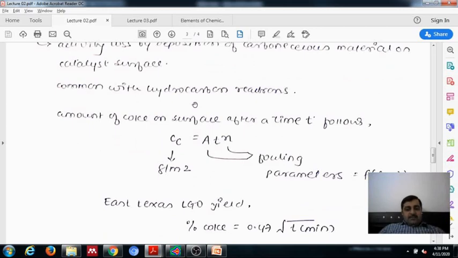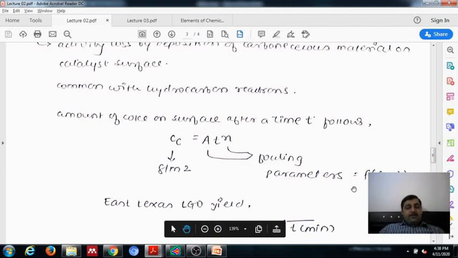So there is an equation which is given for the amount of coke which is formed over the surface in due time. It is given by Cc, that is the amount of carbon, given in gram per meter square, equals A into t raised to power n, where parameter A and parameter n are the fouling parameters, which are in turn dependent upon the feed rate.